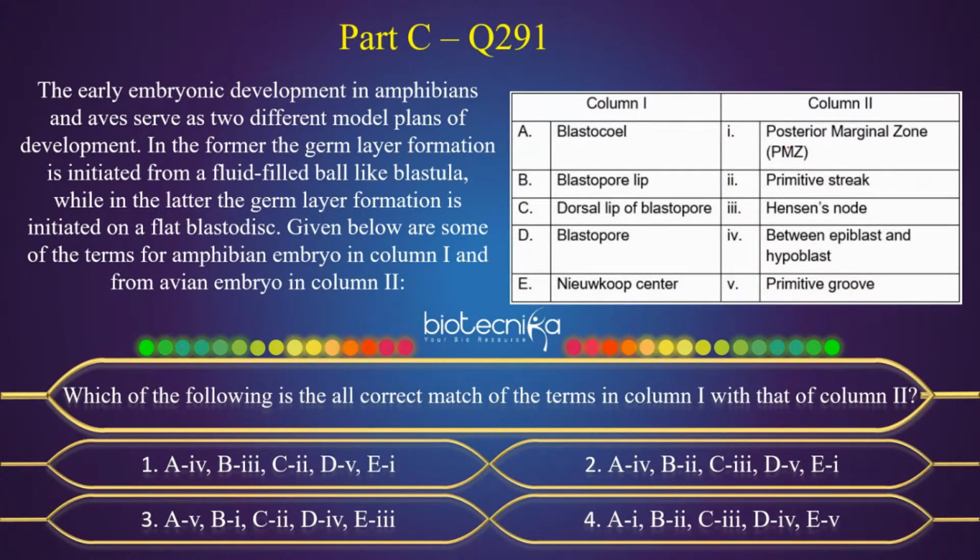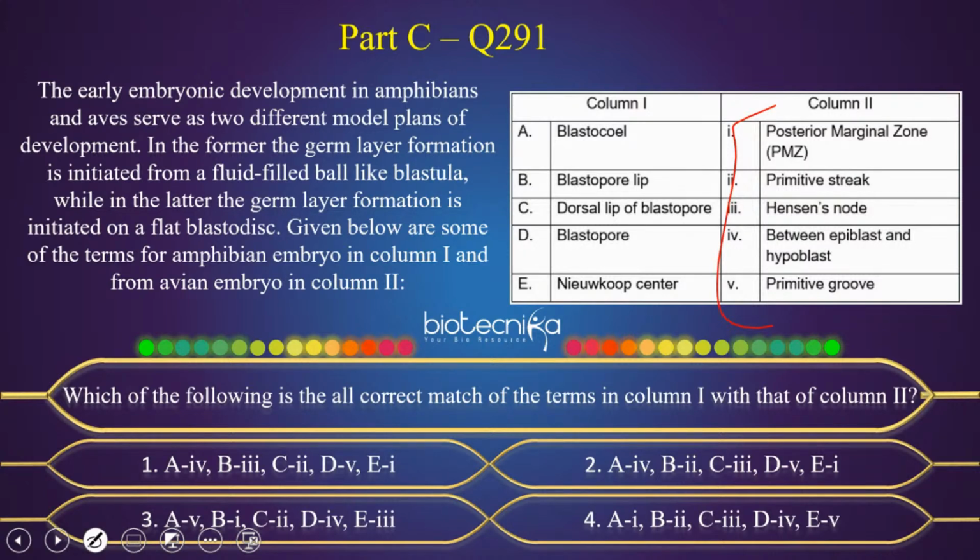For example, what is the role of nucleus center in amphibian? Which part in avian will have a similar role? Like that, you have to match. So, it's again a conceptual question, but not that difficult. Anyone who has attended Biotecnika classes will easily solve this question, because while studying different development, we do compare. For example, amphibian and avian gastrulation is something which we compare all the time. Okay, what is the difference? What is the similarity? And here we have a question based on that.